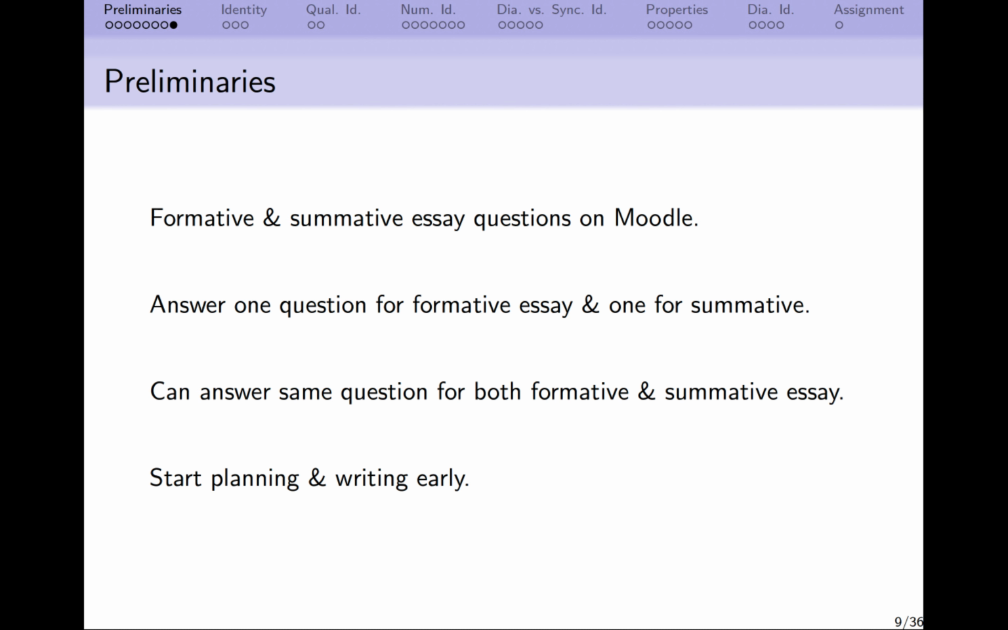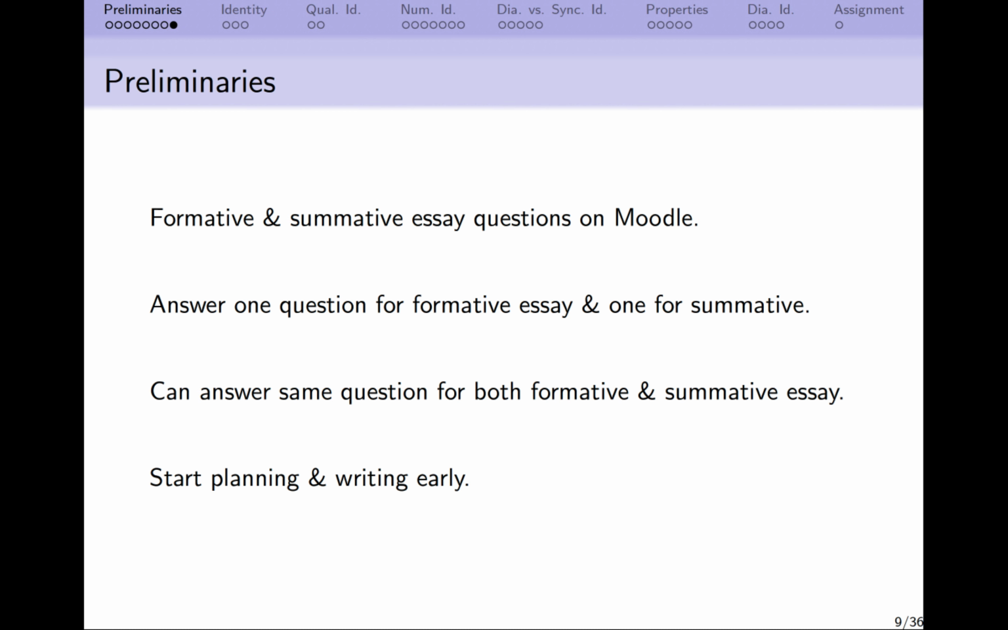Summative essays, by the way, are not emailed to us, but rather they're submitted via a link that will appear on the Moodle course page. The essay questions for both the formative and summative essays are already available on Moodle. So I like to set them early in term so that you've got plenty of time to think about what topic you'd like to write an essay on, think about how you construct that essay, and start with the planning and writing in good time.